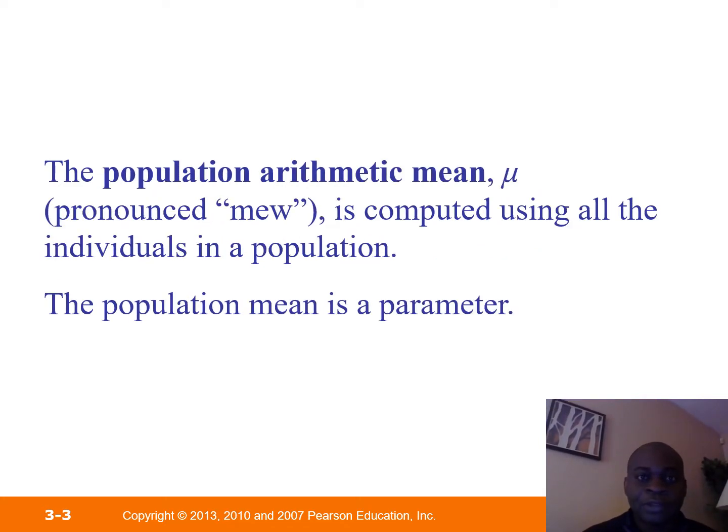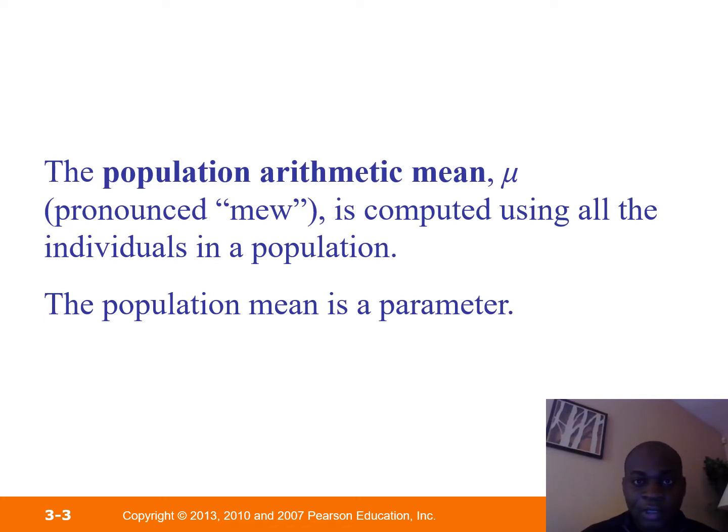Now we have two types of arithmetic mean. One is from the population, the other one is from a sample. In fact, those will be the only two differences when you are asked to compute arithmetic mean. Now the population mean symbol is the mu. It's computed using all the individuals in the population, and the population mean is a parameter.